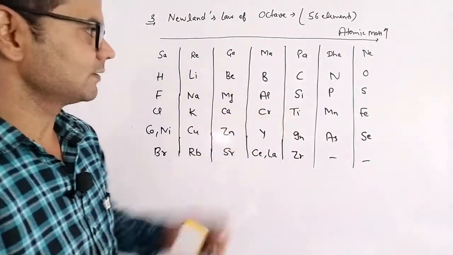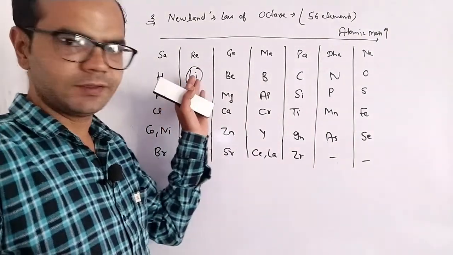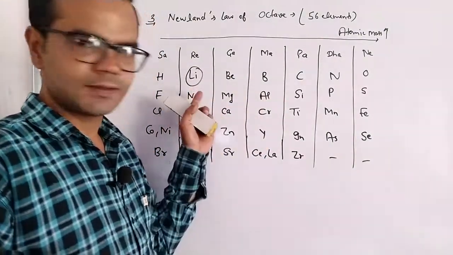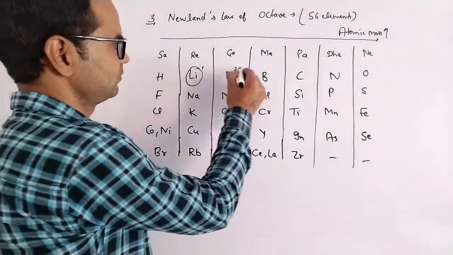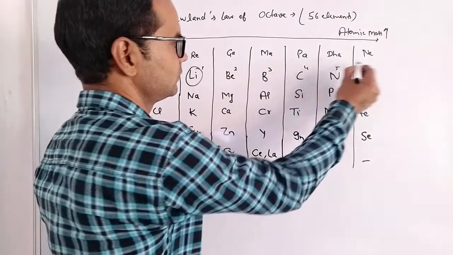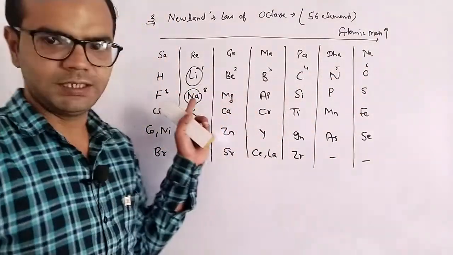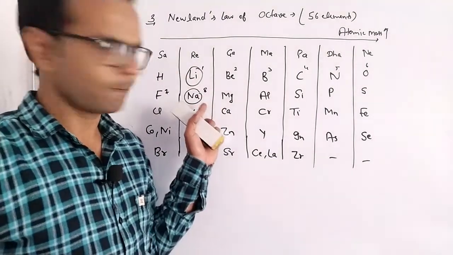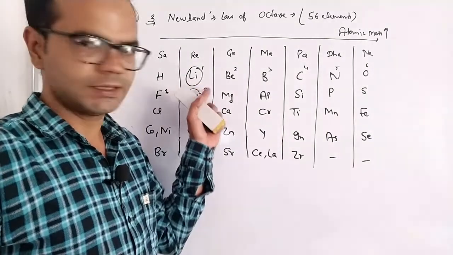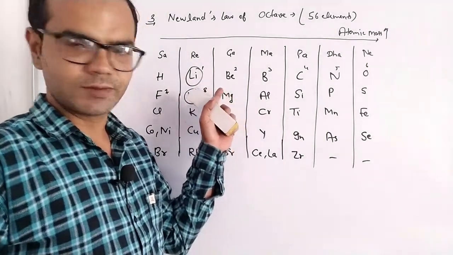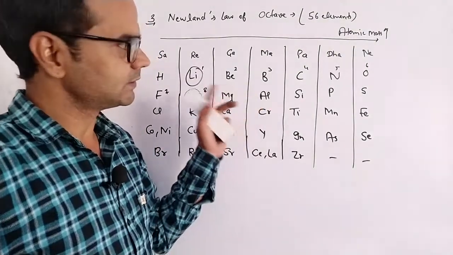For example, we have fixed lithium, so the 8th element from lithium will have similar physical and chemical properties. If we count, the 8th succeeding element from lithium is sodium, and we know both are metals, both show +1 charge, both are reactive metals, both form soluble hydroxides. So somehow Newland's law was applicable to certain elements.